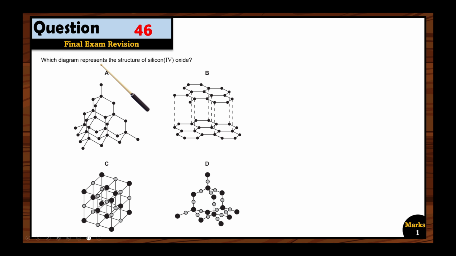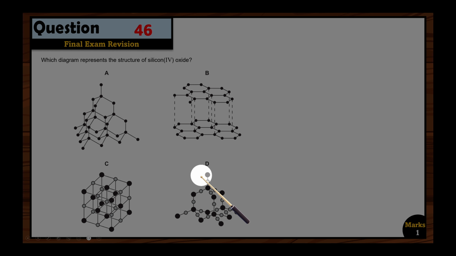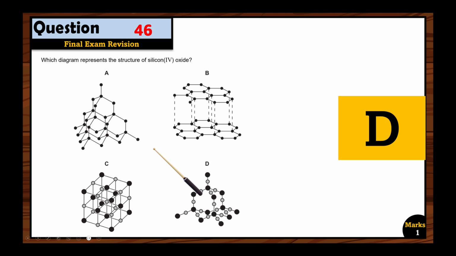Question number 46. Which diagram represents the structure of silicon oxide? Of course, whenever you see a tetrahedral structure like this, it is actually silicon dioxide, right? But two structures are the same, right? If you see, both these two structures are the same. But now, silicon oxide actually has 2 different types of atoms: one is silicon and the other is oxygen. So you have to see which figure is showing 2 different types of atoms.